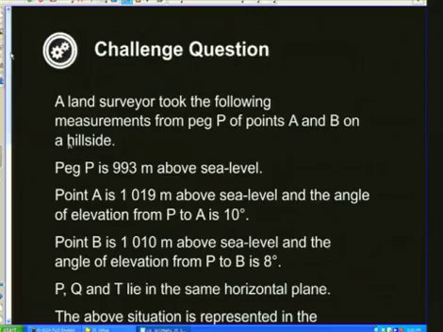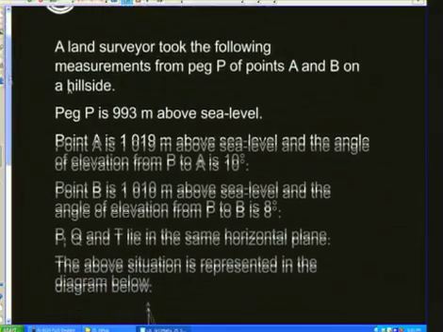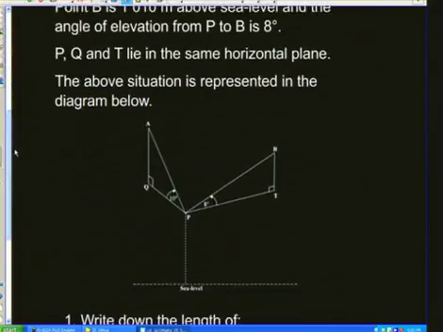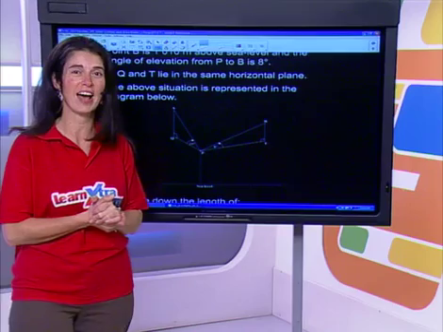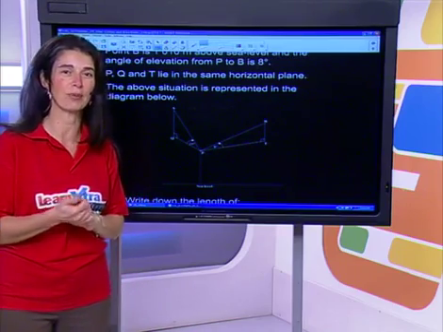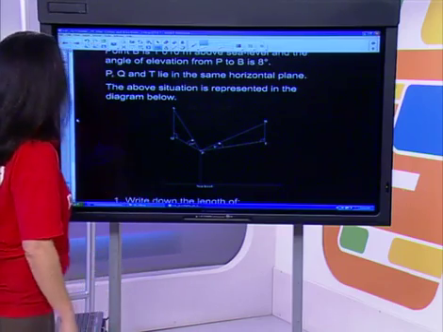The challenge question is up on the page, and we've got a very interesting context. We have a point P that is above sea level. We've got Q and T that are points that are in the same horizontal plane, and then we would like you to be able to work out certain distances on this picture. A really fun contextual problem that I'm sure for those of you who really enjoy a challenge, here it is, grade 11s. Try it out, and in about half an hour or so, we'll be able to do it with you as well.